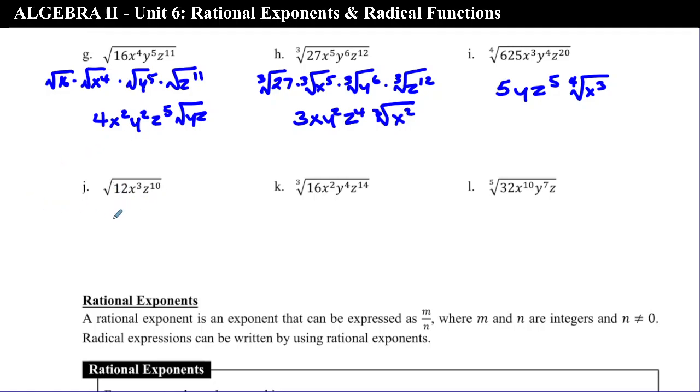For the next one, square root of 12, well, that does not come out even. So we're going to have to break that into the square root of 4 times 3 so we can pull something out of that. We're going to have the square root of x to the third. We're going to have the square root of z to the 10th. Well, we end up with 2 from here. We can pull an x out with one x left over, and we can do all of our z's. Get z to the fifth. So what we're left with in the square root is going to be 3 and our x that's left over.